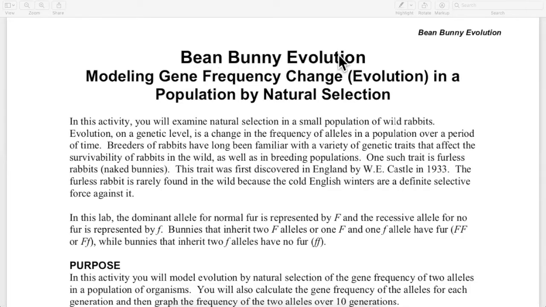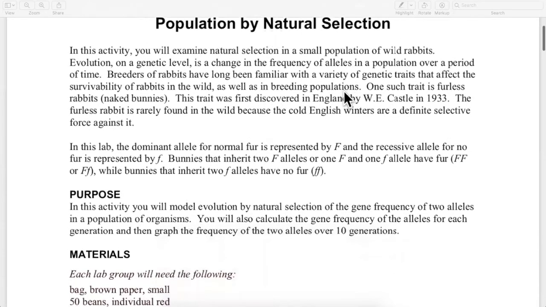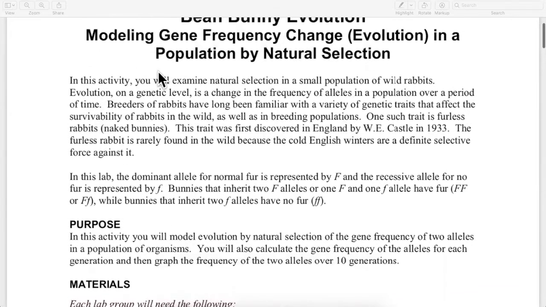Bean bunny evolution. Remember, you're not necessarily using beans. I use paper balls. You can use whatever you have available. Modeling gene frequency change or evolution in a population by natural selection. In this activity, you will examine natural selection in a small population of wild rabbits.